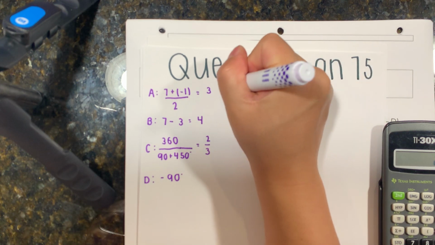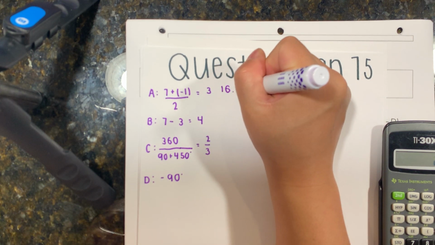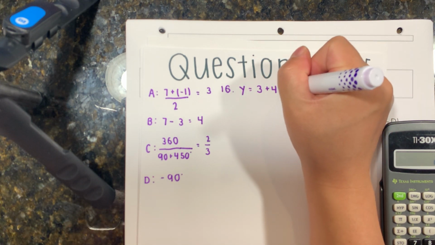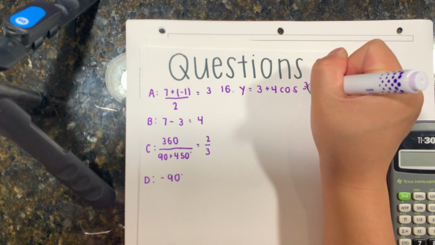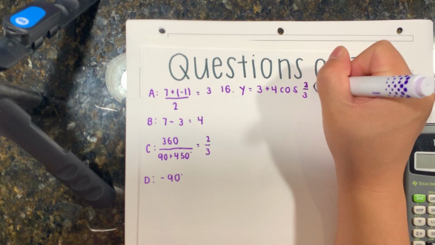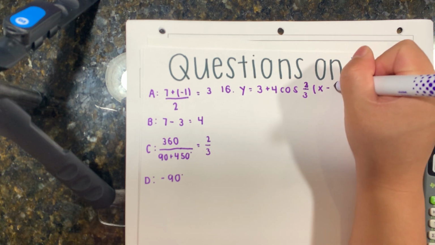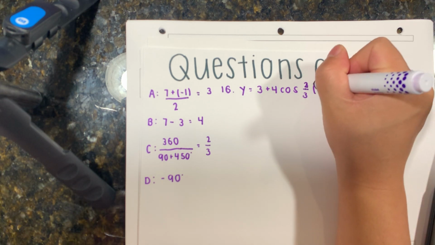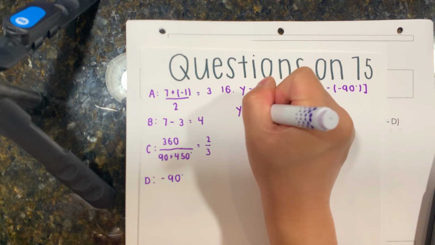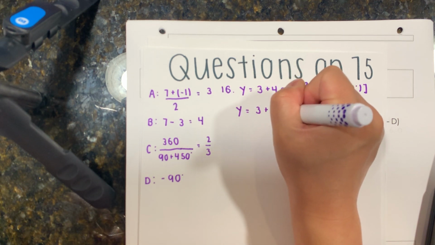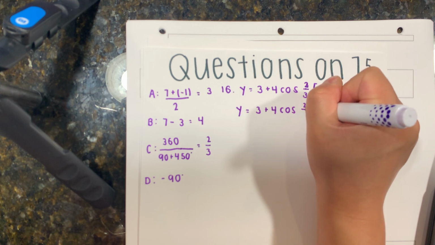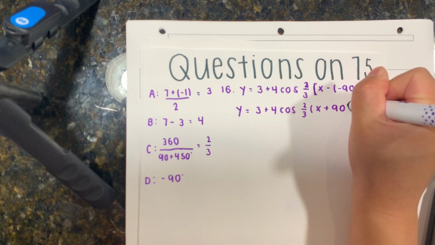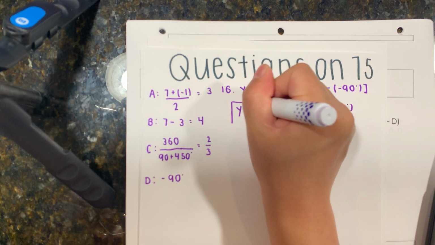So my equation for number 16 is going to be y is equal to 3 plus 4 cosine 2/3 x minus -90, because that's my phase shift, which is D. So my answer will just become y equals 3 plus 4 cosine 2/3 x plus 90 degrees. And that would be your result.